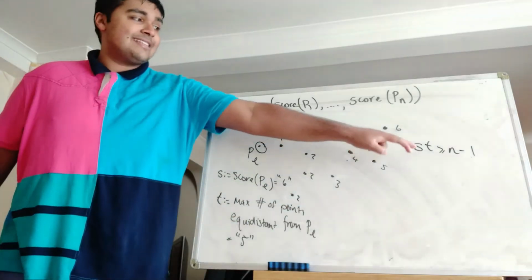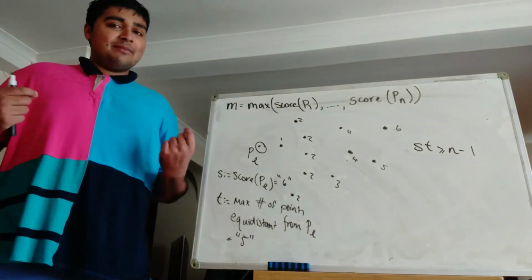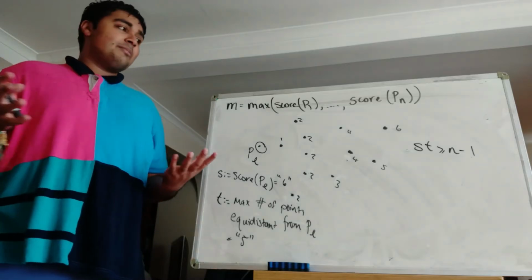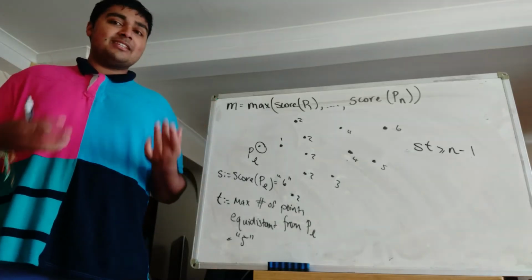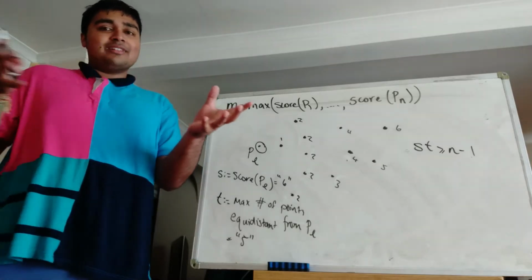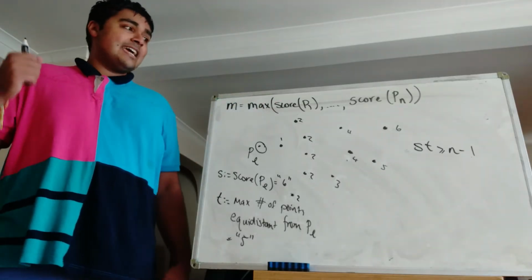So we must have that s times t, in other words the cardinality of all these sets, must be at least n minus 1, because we know t is the maximum number of points in each set, and the number of sets is just s. So s times t must be at least the number of elements in all the sets, which is n minus 1. So we get s times t is at least n minus 1.